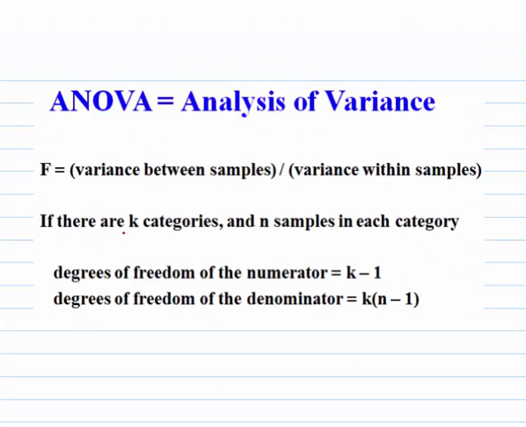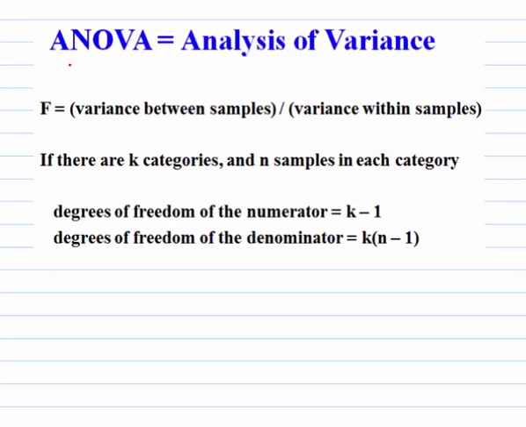In analysis of variance, we have an F statistic. It is the variance between samples divided by the variance within samples. The degrees of freedom of the numerator is, if we have k categories, k minus 1 degrees of freedom. And the degrees of freedom of the denominator is k times n minus 1, where n is the number of samples in each category.